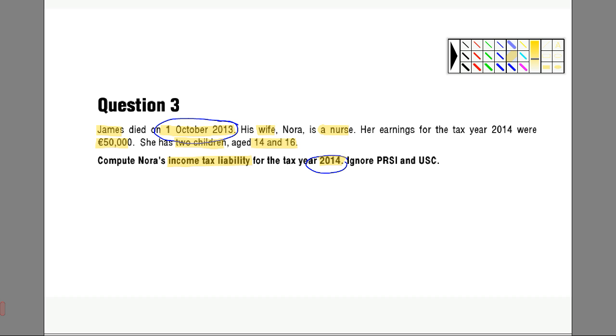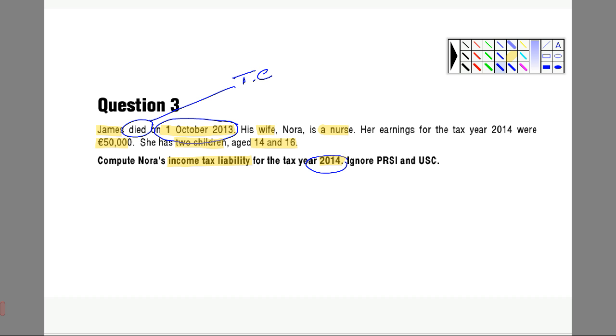Now, if I read back the question and try to pick out, is there anything they're telling me that's going to be useful when I do the computation? Well, as soon as I see that word there, I'm thinking to myself, it may well be that there's an additional credit available because she is in effect a widowed spouse. So I've got to think tax credit, and I'll be annotating the question as I move down it.